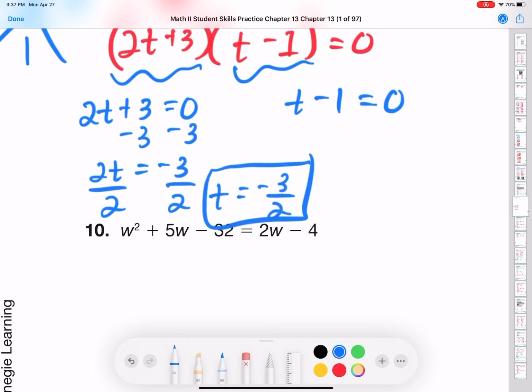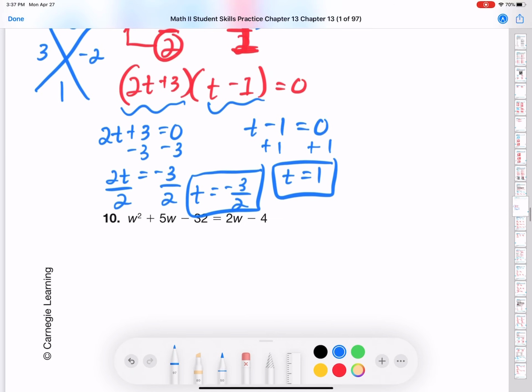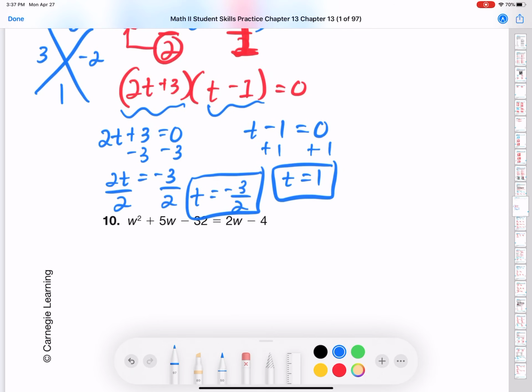That's one solution. On the right-hand side, we're going to add 1 to both sides. T is equal to 1. So our two solutions are negative 3 halves and 1. It's 100% fine to get a fraction.